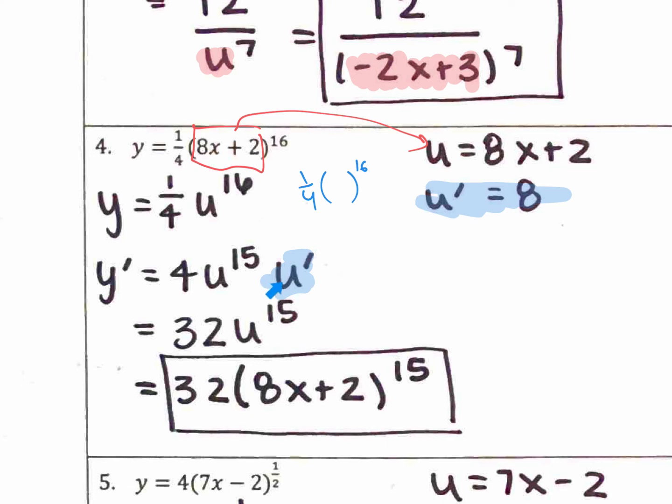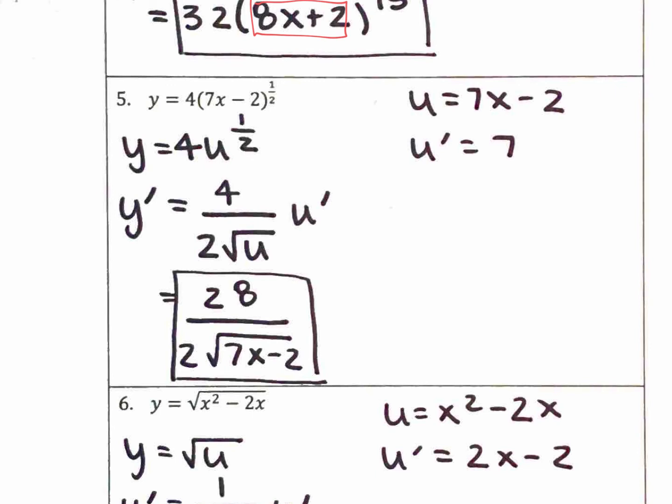So if u was 8, we'd have 4 times u to the 15th times 8, and that's where that 32 comes from. 32u to the 15th, well, u was just our inside function, so we can swap that back out with 8x plus 2.